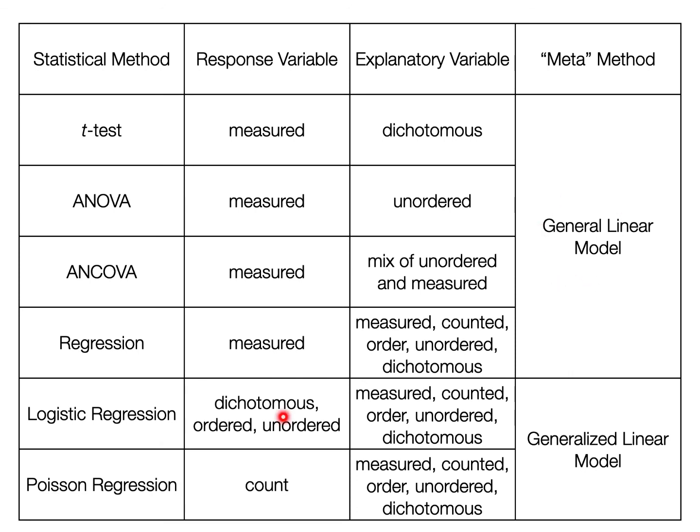When you have different kinds of response variables, such as dichotomous response variables, then you're going to use logistic regression. If you have count, you're going to use a Poisson regression or negative binomial regression. But because those are regression models, the type of explanatory variable is going to be the same as it was in regular regression. And these models are what are known as the generalized linear model in the sense that they've been generalized to accommodate different kinds of outcome variables like dichotomous and count.